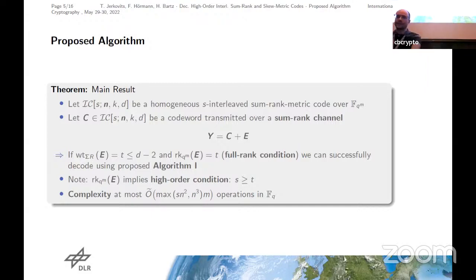Also note that the F_{q^m} full rank condition implies also that the interleaving order is high. As I already mentioned in the previous talk, the interleaving order s must be larger than the error weight. And the complexity of the proposed algorithm is soft-O, which means we neglect the logarithmic factors, of the maximum of the interleaving order times the code length squared, or the code length cubed, times m operations in F_q.